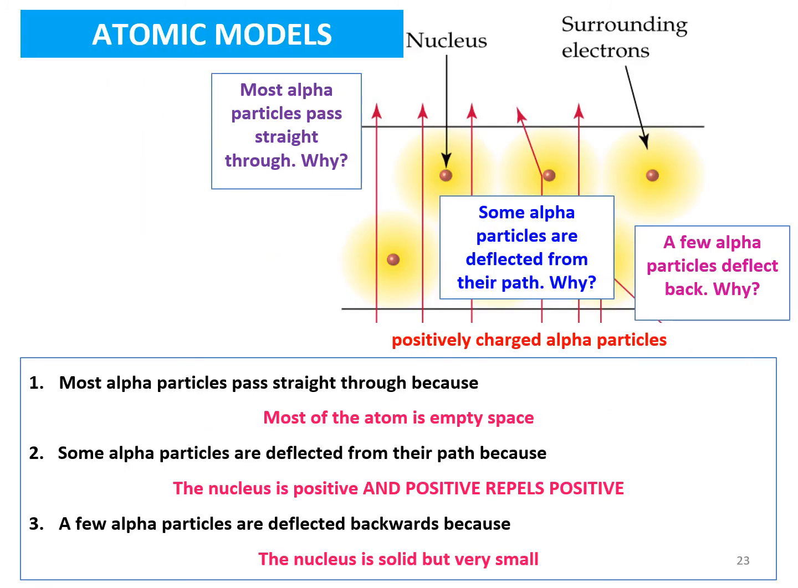Okay, remembering our gold foil experiment, most of the alpha particles go straight through because most of the atom is empty space. The positive alpha particles are very occasionally bounced back, so they must have hit something which was dense, which also had a positive charge, and a few of them are deflected from their path by that.